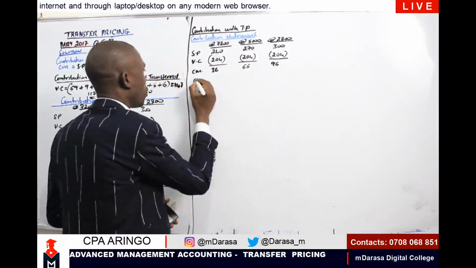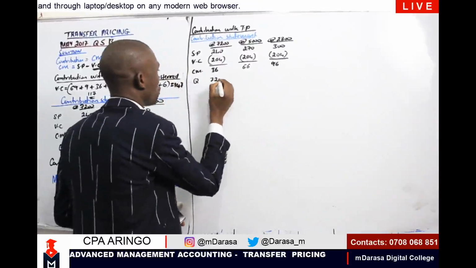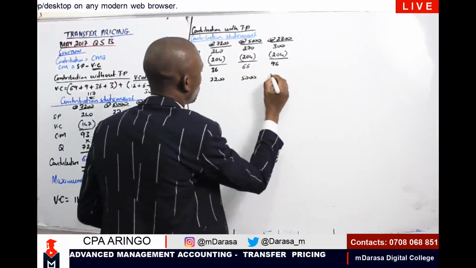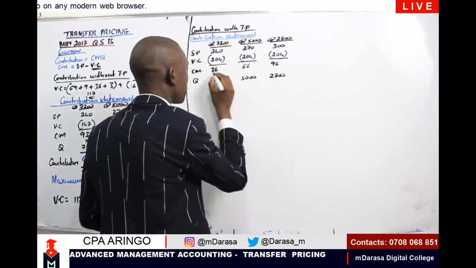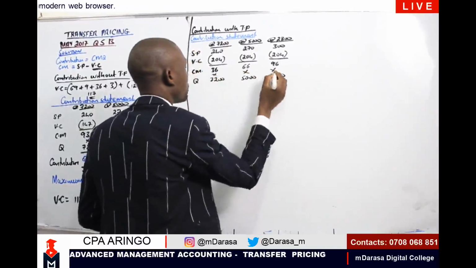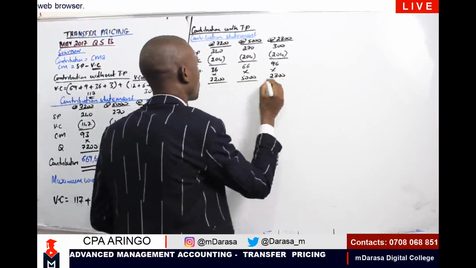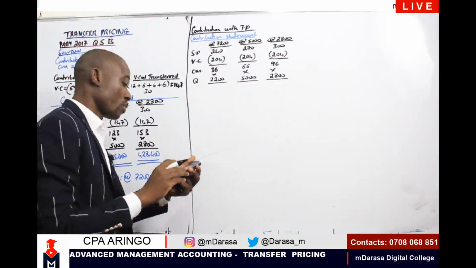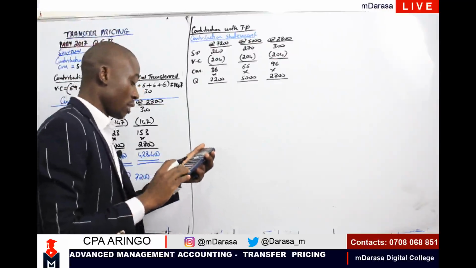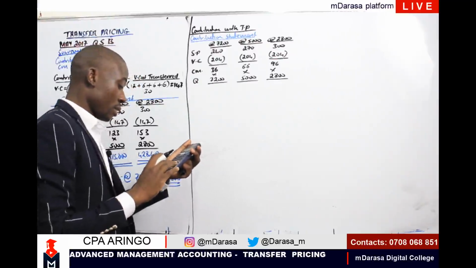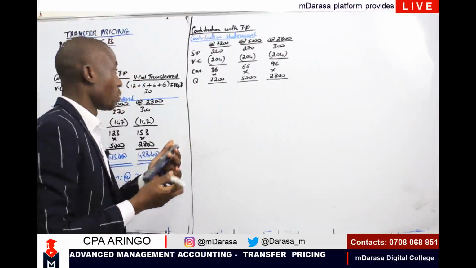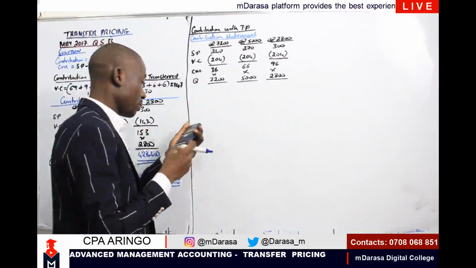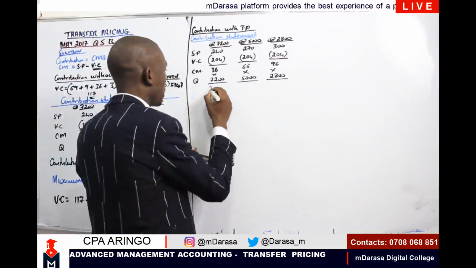We have our quantity: 7,200, 5,000, 2,800. Factor in our quantity to our contribution: we multiply our quantity by contribution margin. 7,200 by 36. This should give us 259,200.